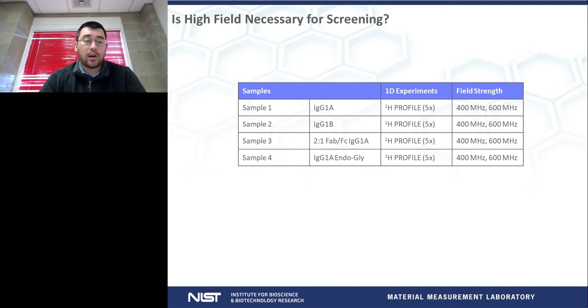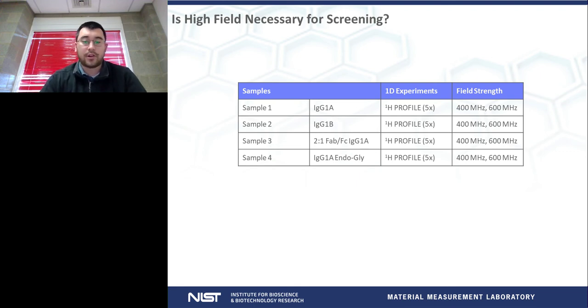So here we used 4 different samples, which I have listed, and we acquired the same kind of diffusion experiments that you would collect using profile, so the pulse-field gradient stimulated echo experiments. And we did this at 600 megahertz but with a cryoprobe, but we also did this at a lower field at 400 megahertz with a room temperature probe.